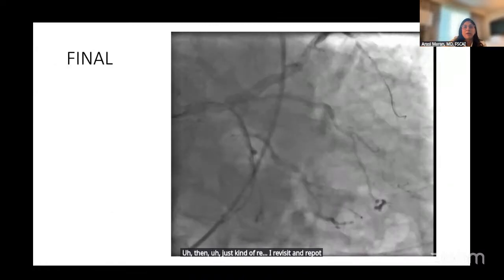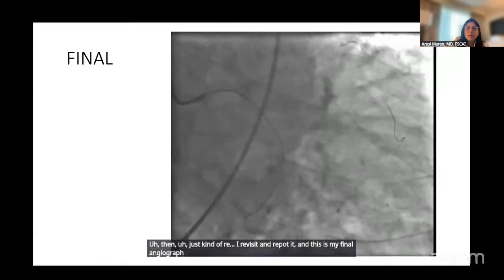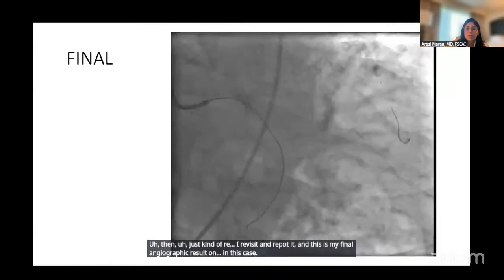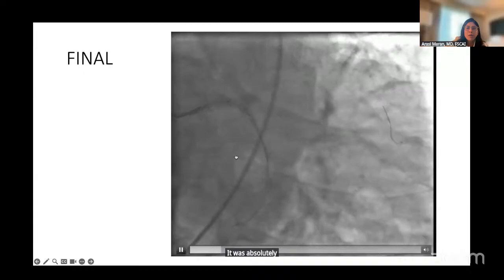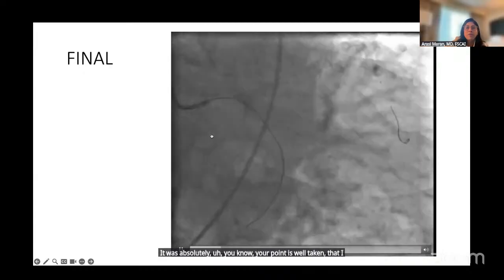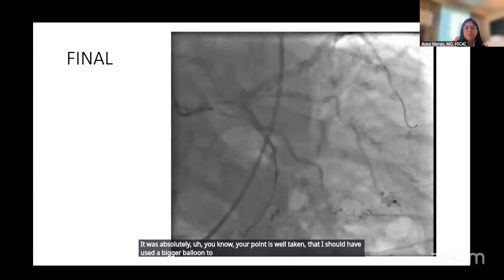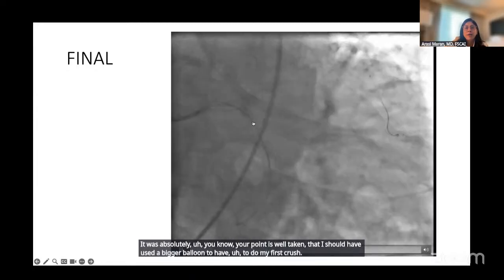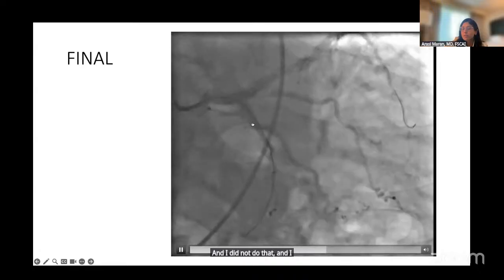And this is my final angiographic result in this case. It was absolutely, your point is well taken that I should have used a bigger balloon to do my first crush. And I did not do that, and I paid the price for it.